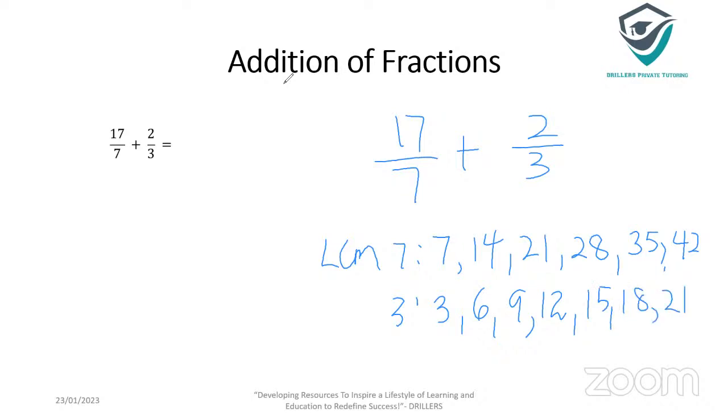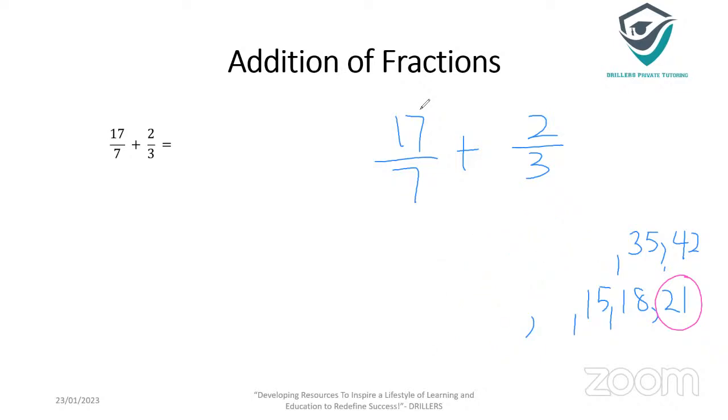Of course, if we look at the two lists, we have to look at the smallest number. The lowest common multiple is the smallest multiple common to both lists. We see that we have 21 here and 21 here, so 21 will be the new denominator for our two fractions.